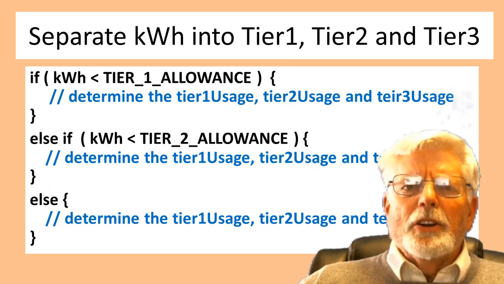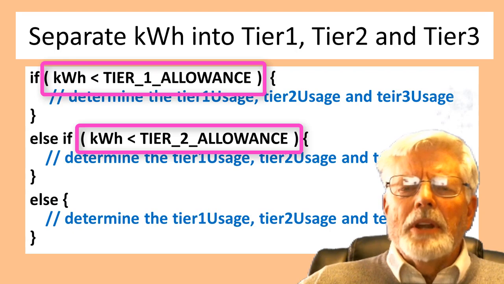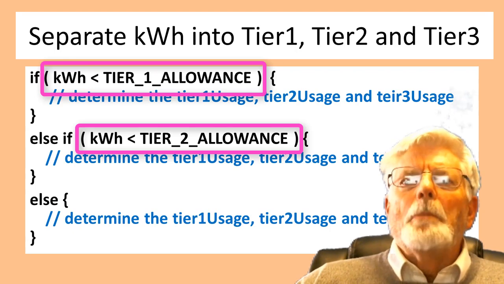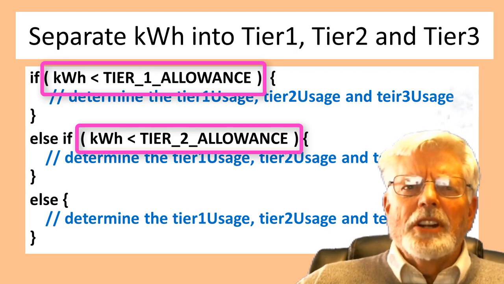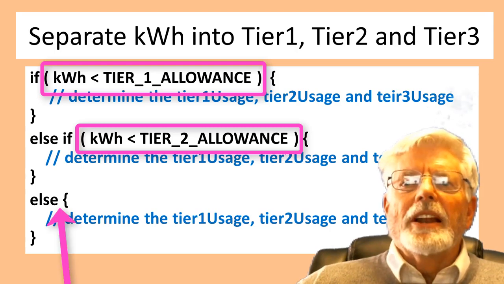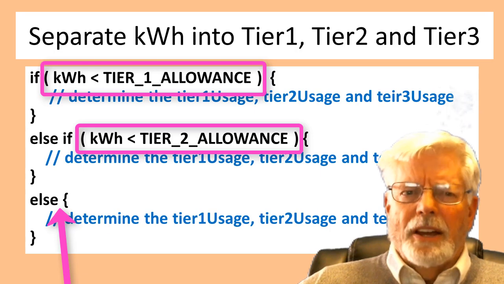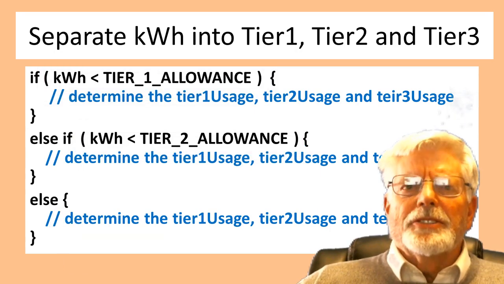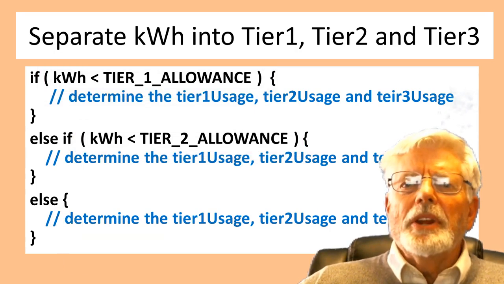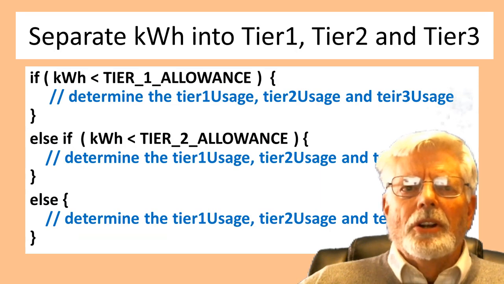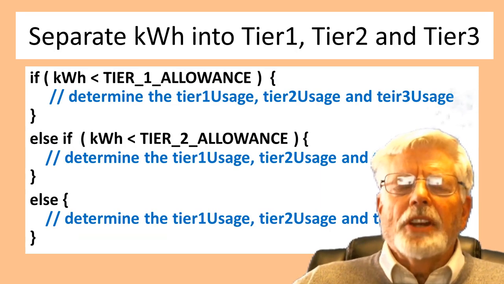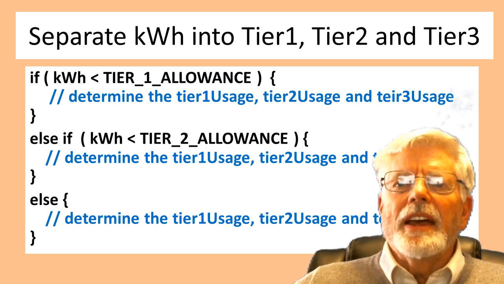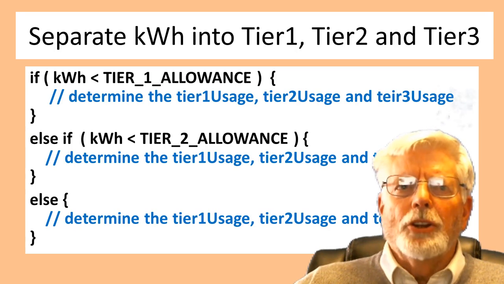The second thing to notice is that the if statement and else if statement both require a logic expression inside the parentheses that evaluates to true or false, but the final else statement does not have a condition. The else if statement is only executed when the if statement is not executed. The final else statement is executed only when the preceding if and else if statements are not executed.